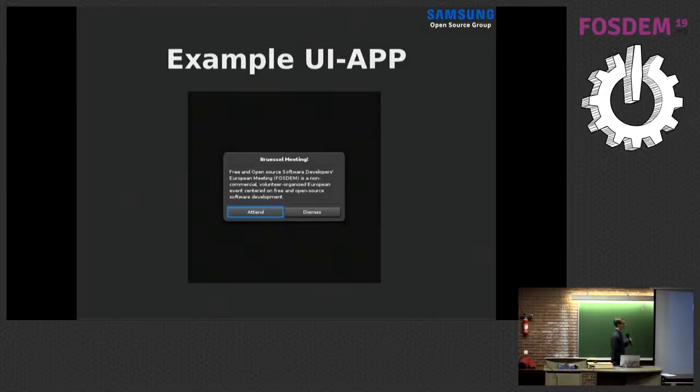This here is a little example of an invitation you could get on your desktop, which just invites you to a random meeting, which is today here in Brussels. You have two buttons below that: one is the attend button and one is the dismiss button. What you can see here is that the attend button has a blue rectangle around it, which indicates that this button has focus.